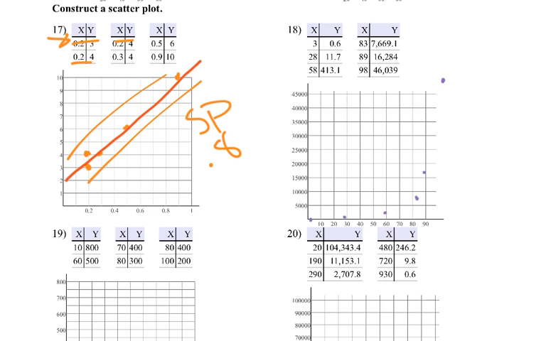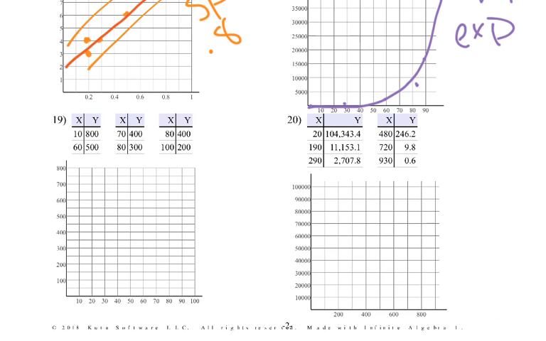Now this one is probably a weaker positive, but it's exponential, right? A line of best fit would definitely be an exponential, which is harder to guess at what that correlation coefficient would be. That's where we definitely use the calculator to help us out with that. Okay, I'm looking at 19, so 10,800, 60, 500, right there, 70, 400, 80, 400, 80, 300, and 100 and 200.